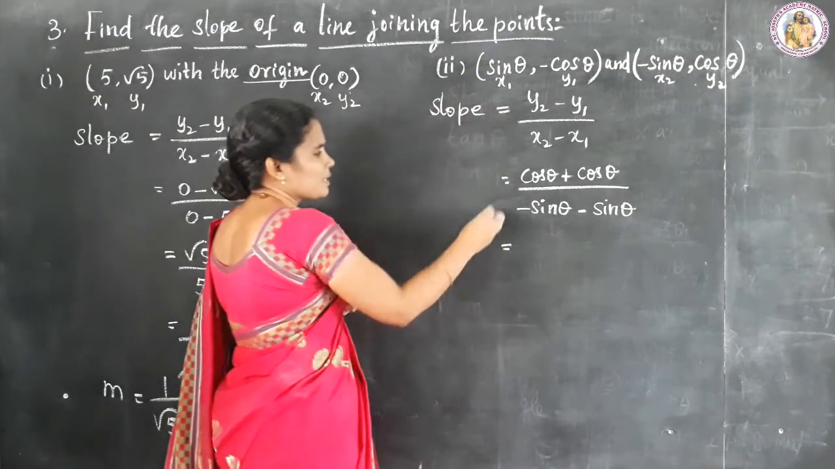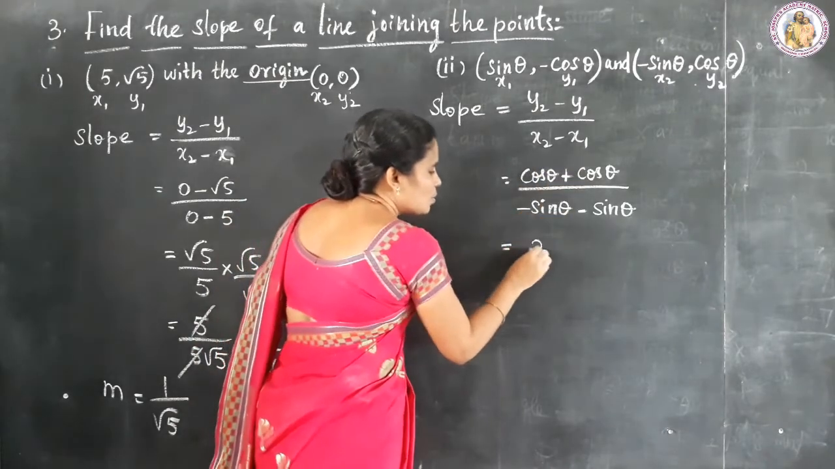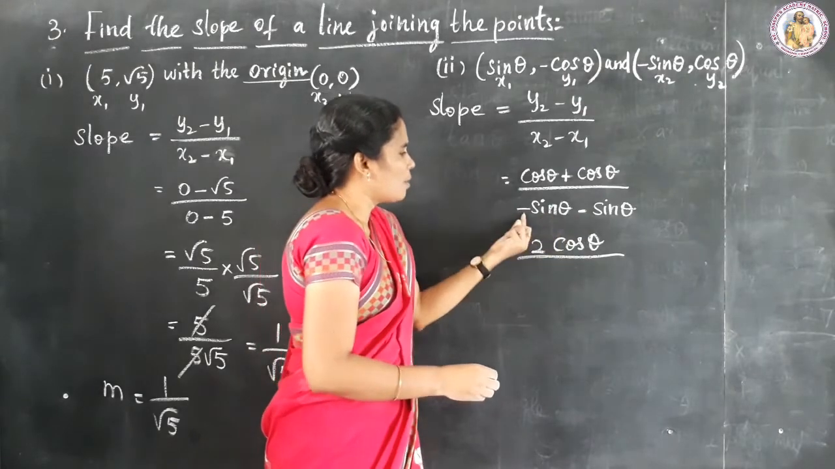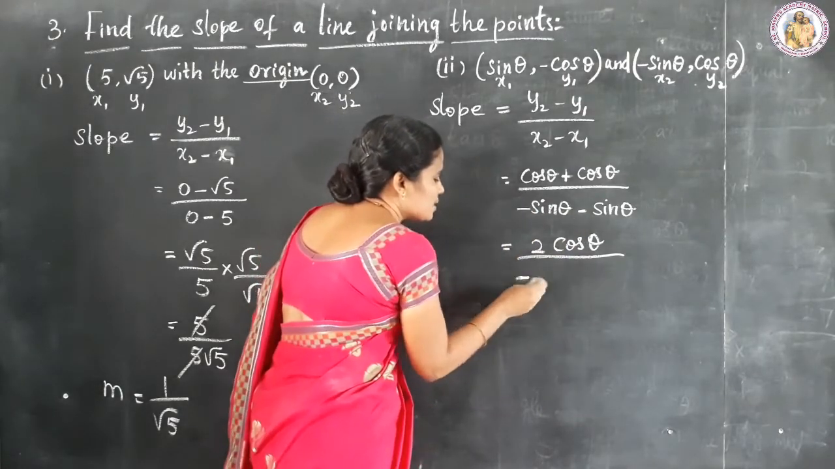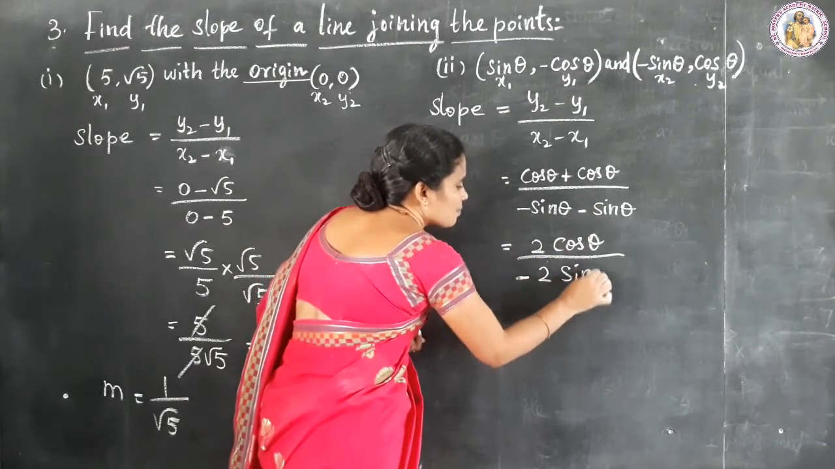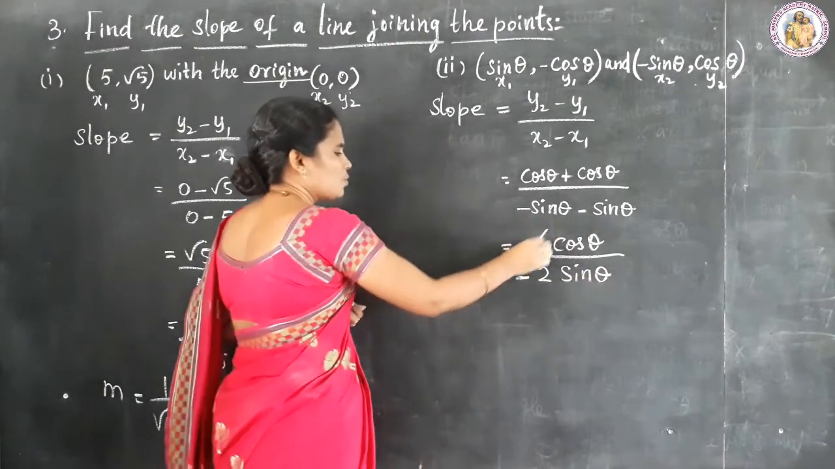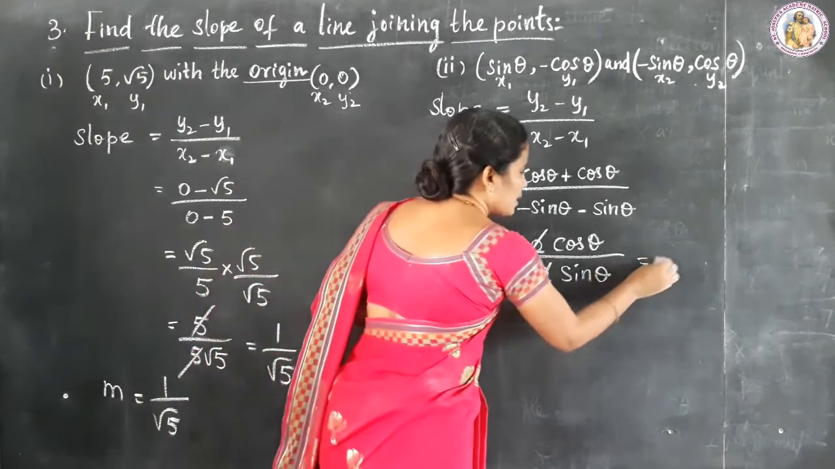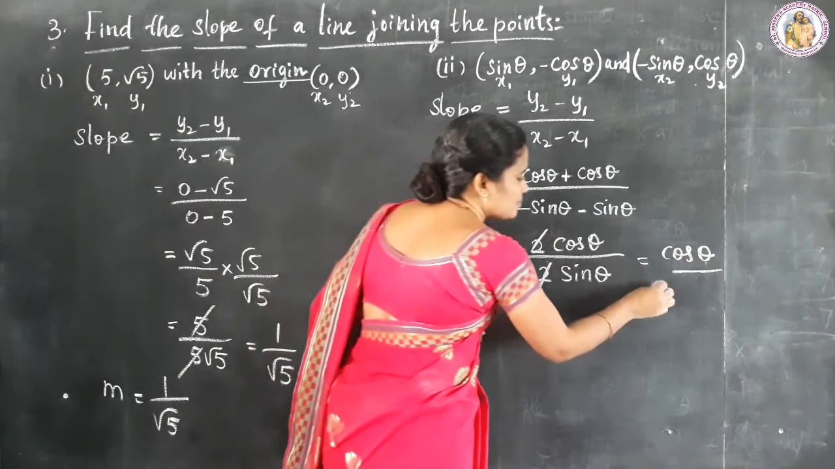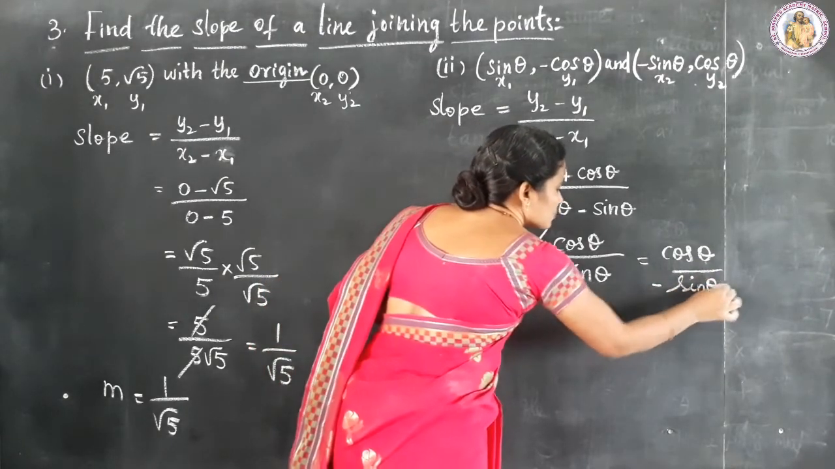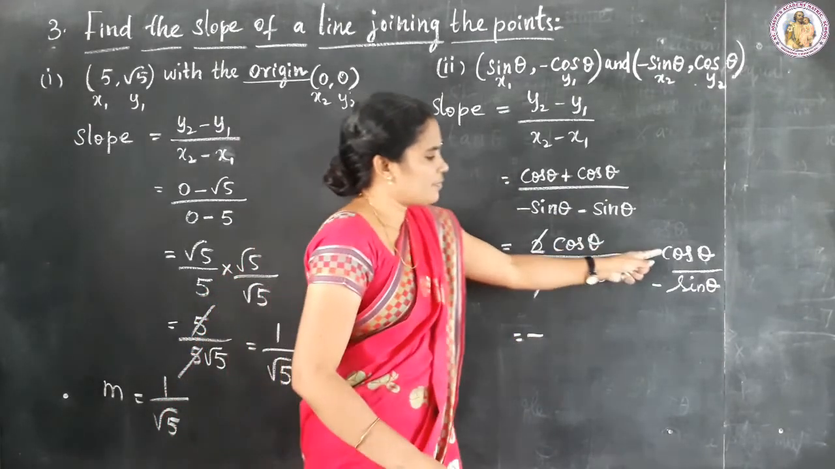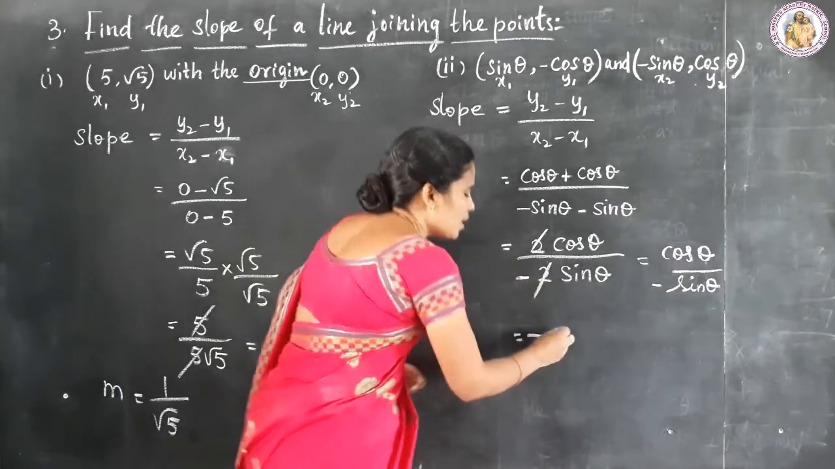Okay, in the next step, here 1 cos and 1 cos, 2 cos theta divided by minus. So minus is common; on one side and the other side it is 2 sin theta. Now cancel the 2s, and the remaining is cos theta divided by minus sin theta, which is equal to, taking minus common, cos divided by sin, which is cot theta.